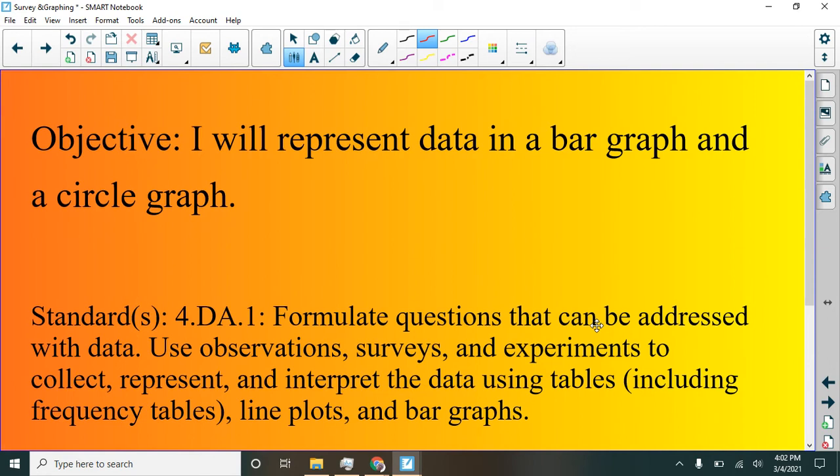Actually, I'm really excited to do this. I'm going to show you how you are going to get your data. Yours is not going to be about M&Ms. You are going to be creating a survey for your classmates.